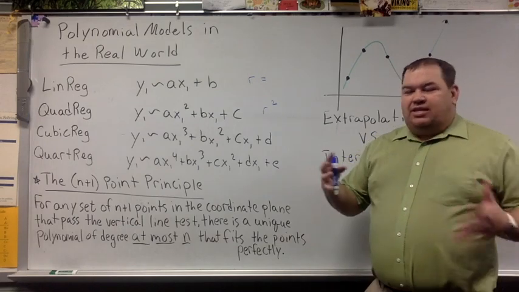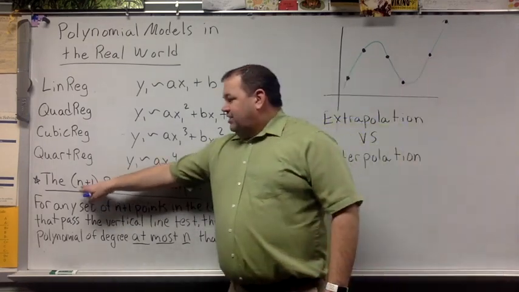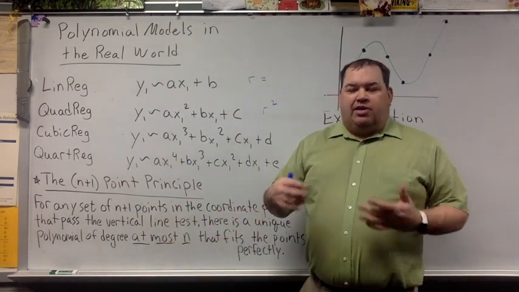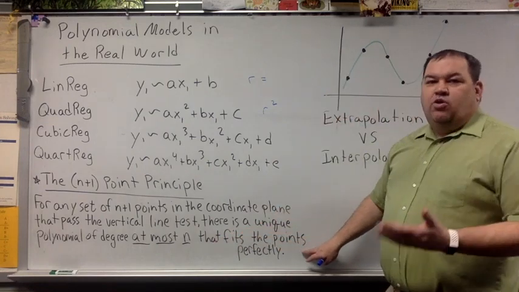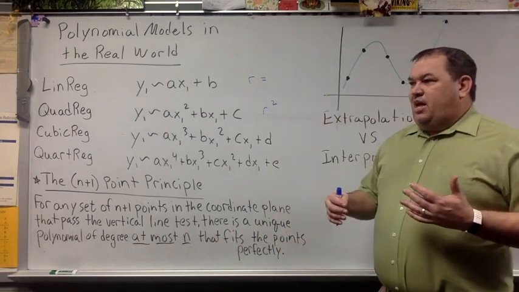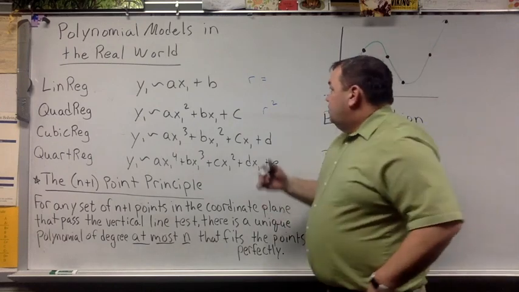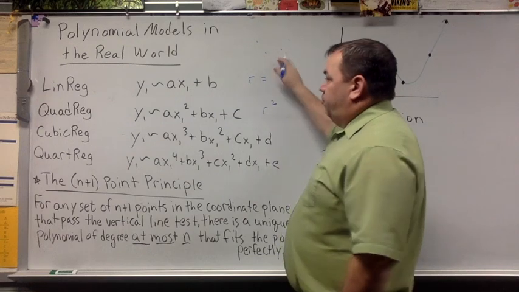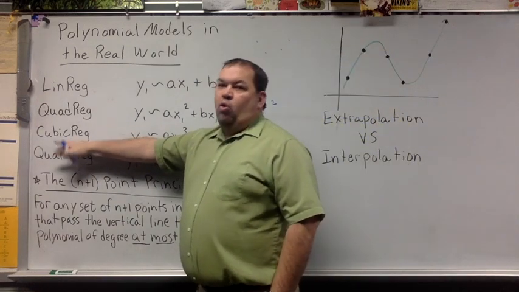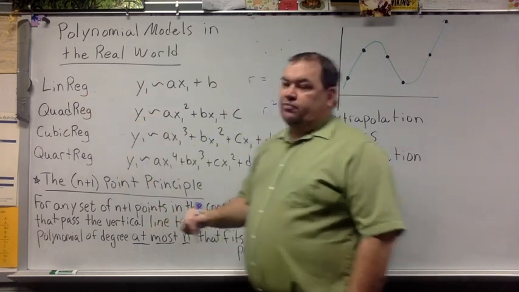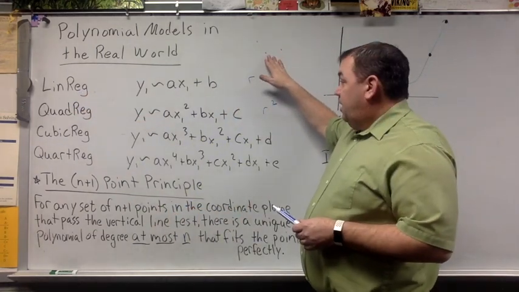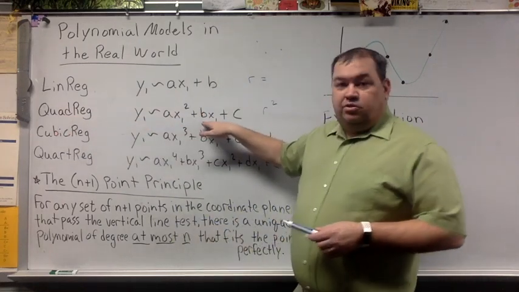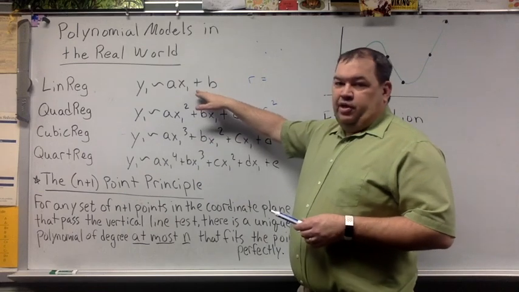So let me put this into easier language. However many points I have, if I go one less, that's the degree that's going to fit those perfectly, that degree or less. So let's say I have 4 points. If I have 4 different points in my graph, 4 minus 1 would be 3, so cubic, or less, quadratic or linear. If I have 3 points instead, 3 minus 1 is 2, that's a second degree or a quadratic model. So I would choose this one or the linear one.